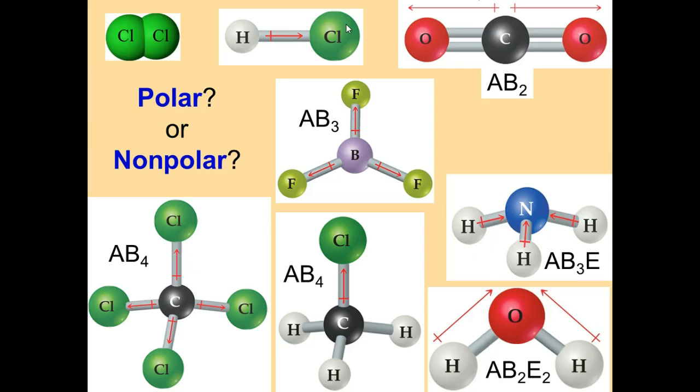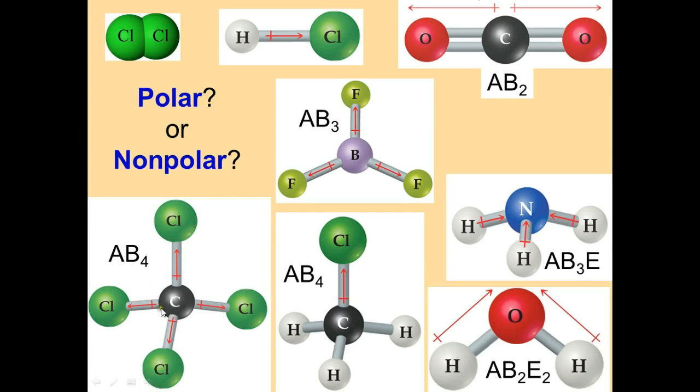And so here we have oxygen, carbon, oxygen. So these two oxygens, even though these are polar bonds, they pull in opposite directions, so they cancel out. So AB2. So it's definitely nonpolar. Then we have AB3, so three fluorine atoms pulling a boron atom in opposite directions with equal force, so this is nonpolar also.